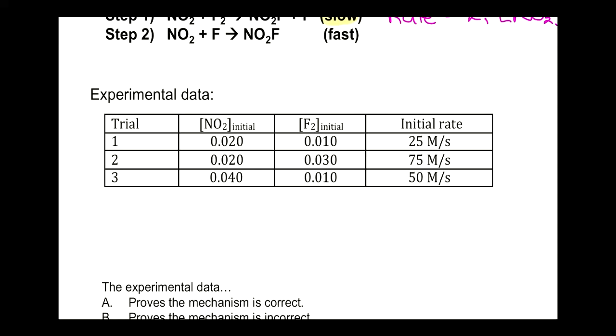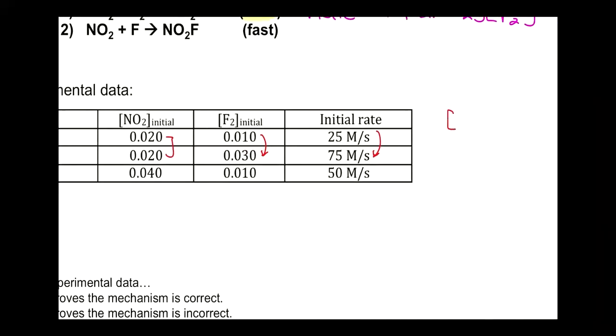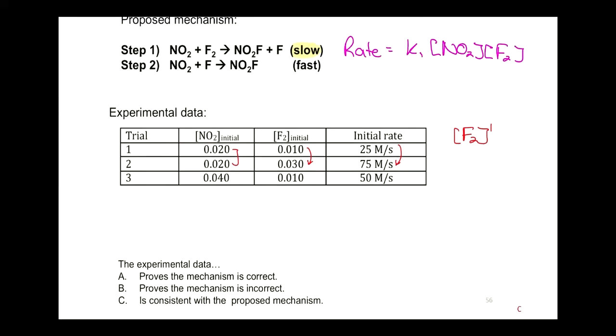So from this experimental data, we see that NO2 stays constant in trials 1 and 2. And F2 concentration does what? Triples. And then what happens to the initial rate? Also triples. So what does that tell me about the order of F2? It is first order. Great. So we have the order of one of the reactants.